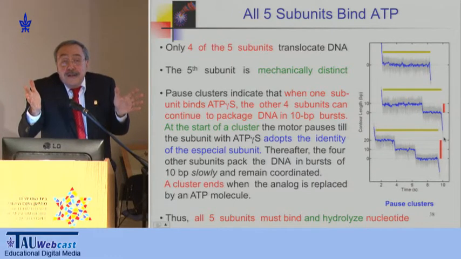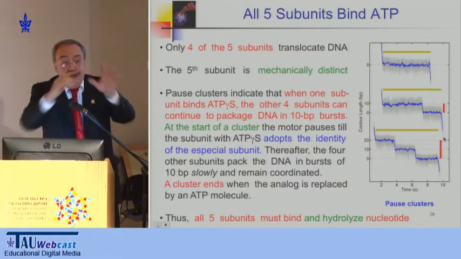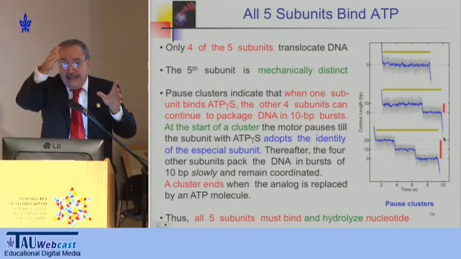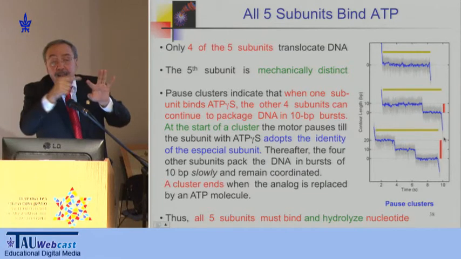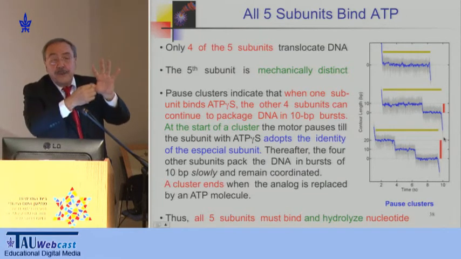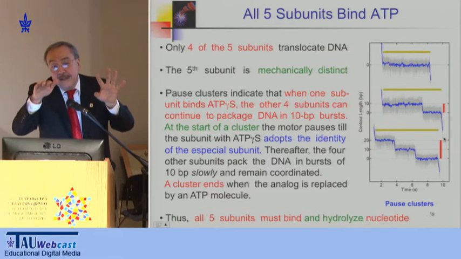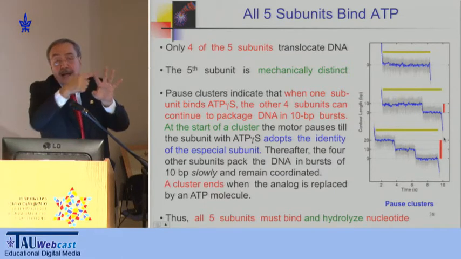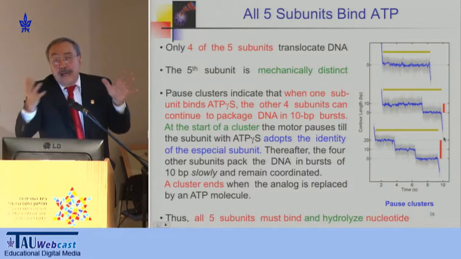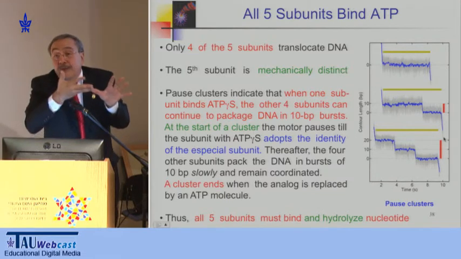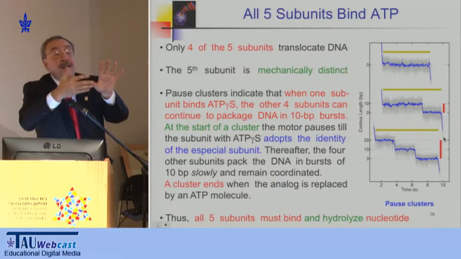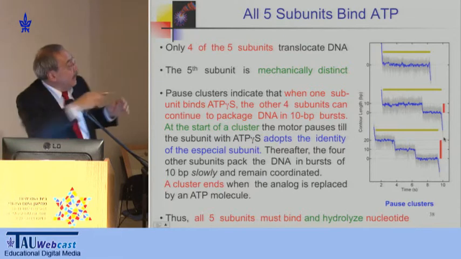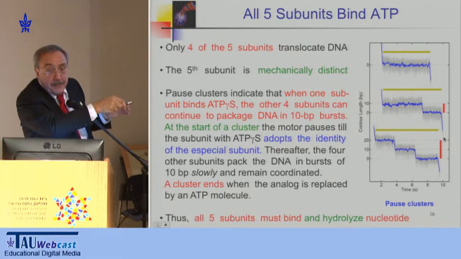Eventually, spontaneously, the motor packages 10 base pairs, manages to hydrolyze the other 4 ATPs and get a 10 base pair burst. And then the motor sits there again. The ATP gamma S is still bound to this subunit. It replaces it with ATP, and again the motor is waiting to get the go-ahead for the other 4 subunits. But the motor cannot, because the ATP gamma S cannot be hydrolyzed, and it needs to hydrolyze in order to give the signal. So it waits there for a while until eventually it manages to package again 10 base pairs spontaneously, and so on and so forth.